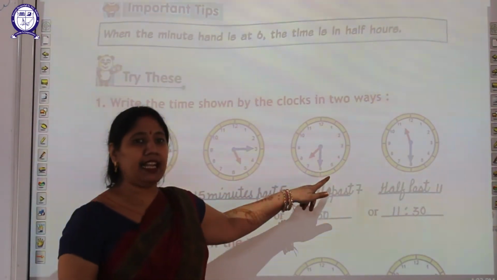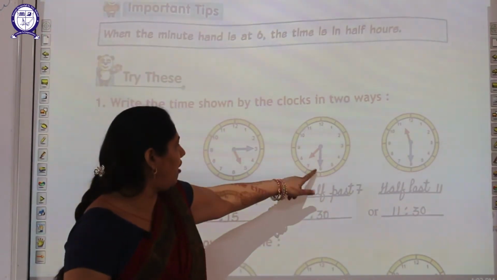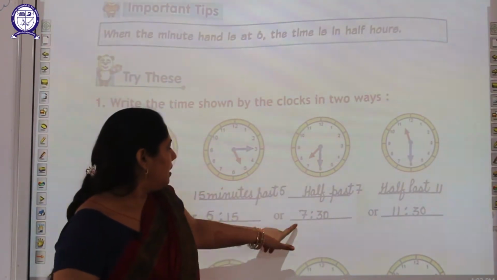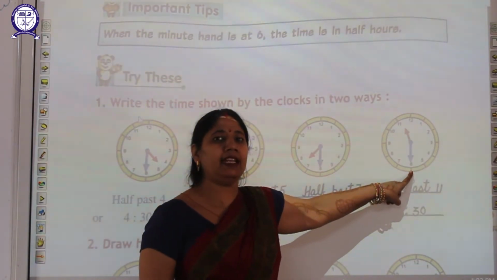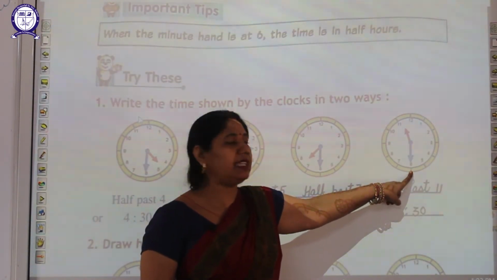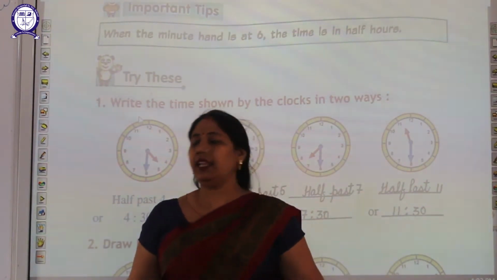The minute hand is at 6, so the time will be half past 7 or 7:30. Look here, the longer hand is at 6, so the time is half past 11, or 11:30.